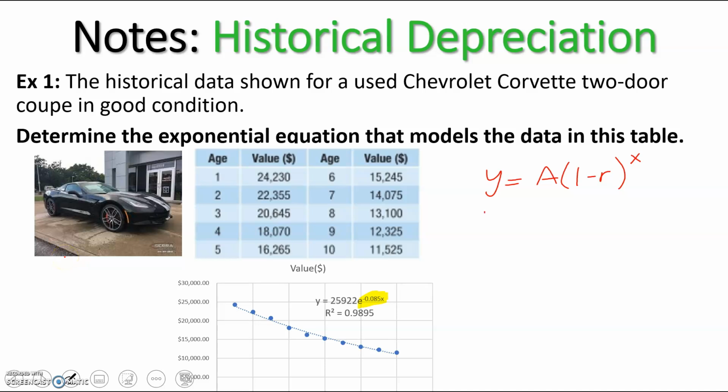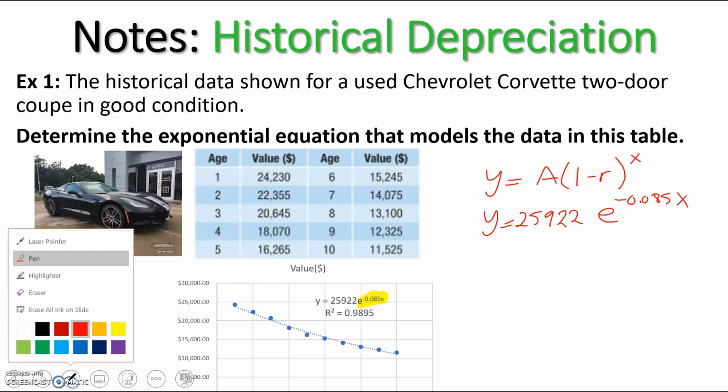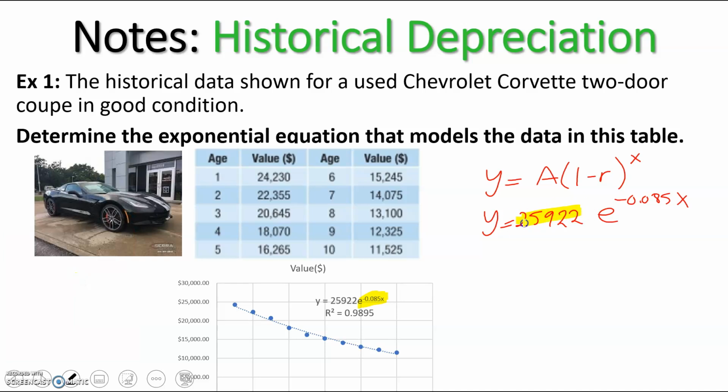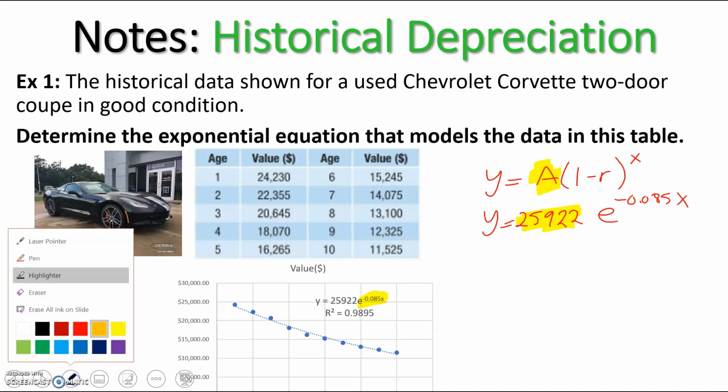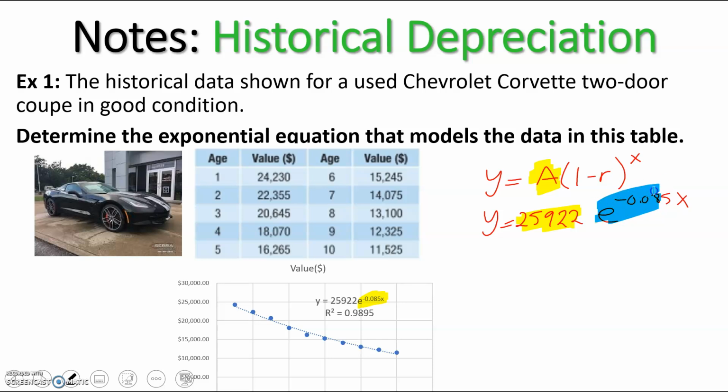So we're going to say then for our equation here, which we have 25,922 and then e to the negative 0.085 x, we are going to say our a is here, and our e to the negative 0.085 is going to correspond with this 1 minus r. So we're going to write 1 minus r is equal to e to the negative 0.085.